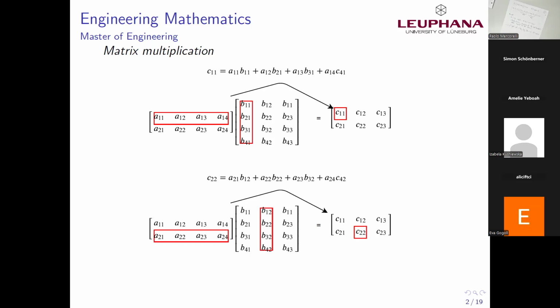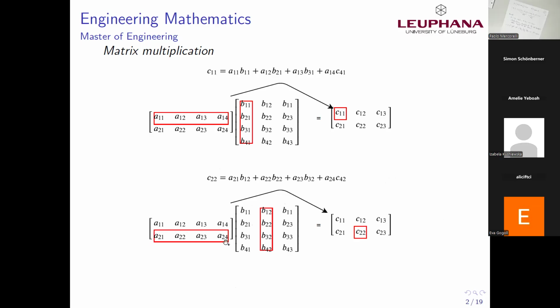Very important to notice, this product is defined between matrices which have compatible dimensions. If you remember, I told you the product is the dot product, characterized row by column. We say row by column. This means, please pay attention, the number of columns of the matrix A must be equal to the number of rows of the matrix B. You don't have to keep this in mind. If you look at the calculation, it is quite clear.